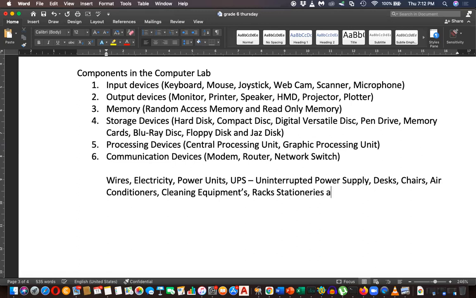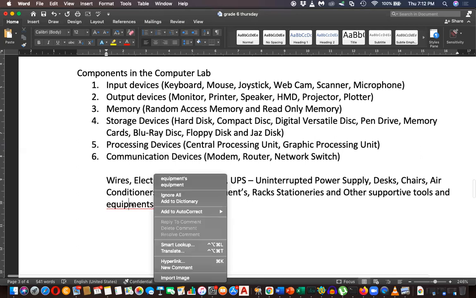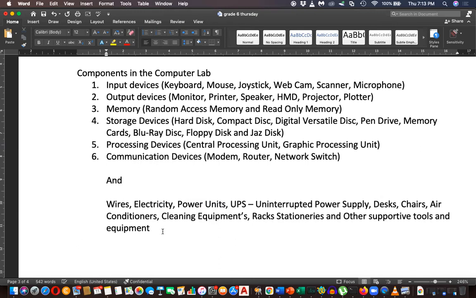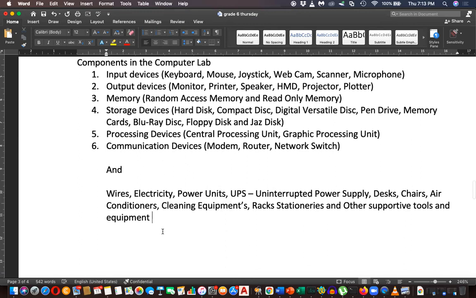Stationery and other supportive tools and equipment are also there in the lab. So please write this down.